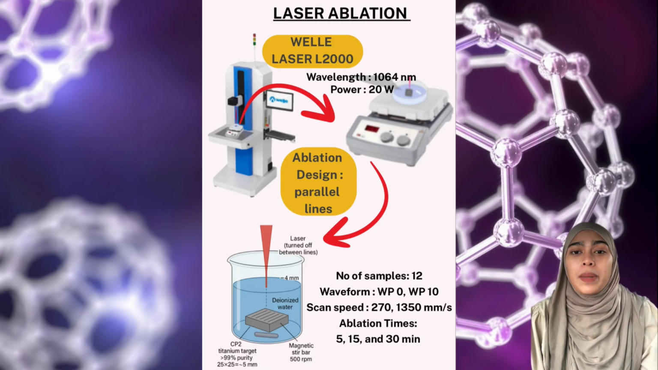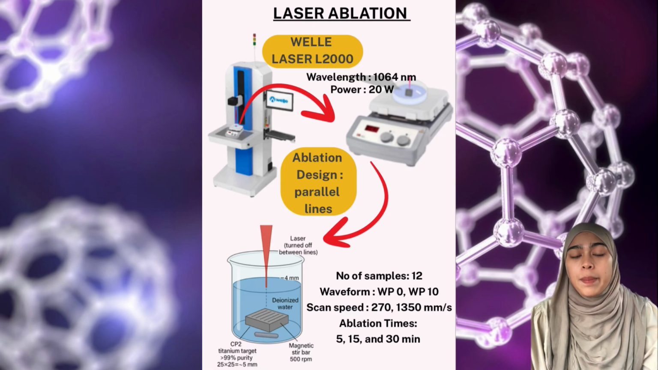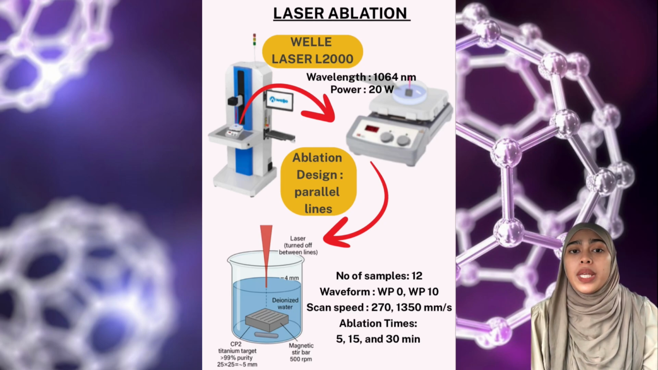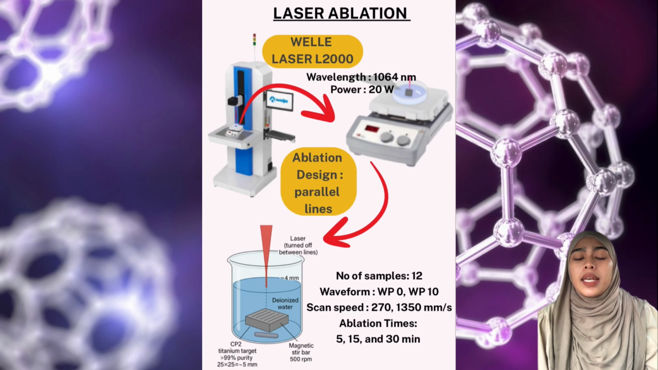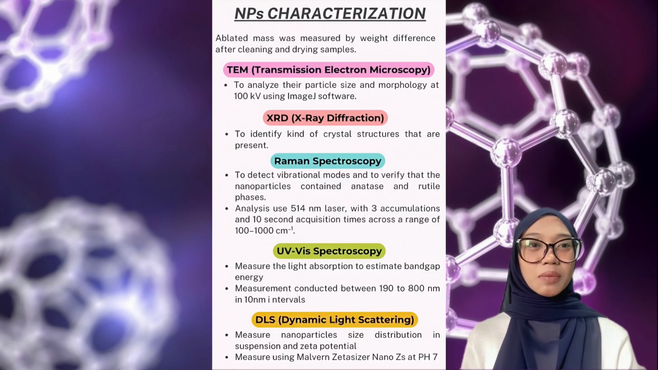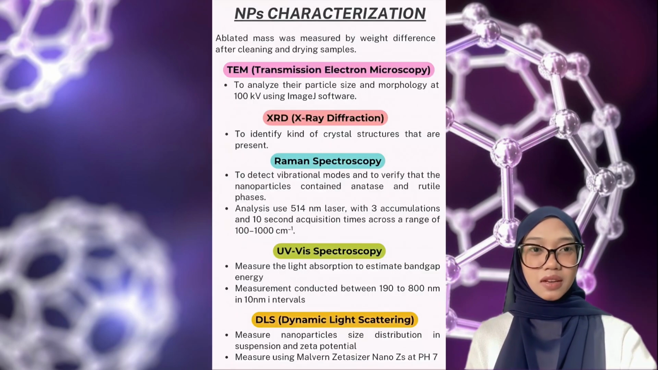An experimental plan of 12 samples was designed by varying two waveforms, WP0 and WP10. For each sample, deionized water was placed in a beaker with the titanium target submerged, and the suspension was stirred. The laser moved in parallel lines 0.2 millimeters apart, turning on during each line and off between lines. After laser ablation, the nano powder was weighed to check how much material was used.